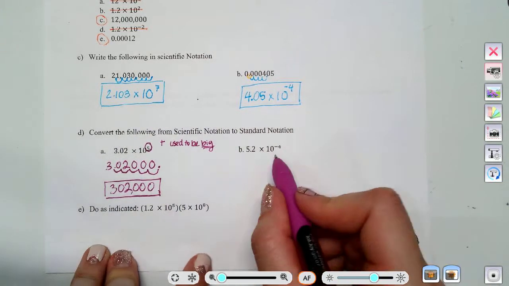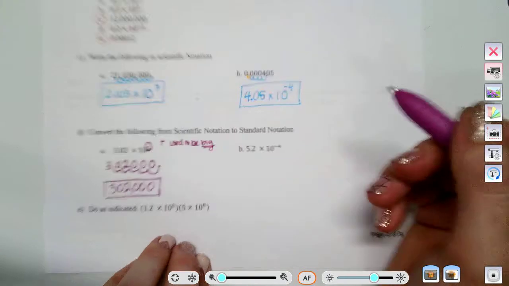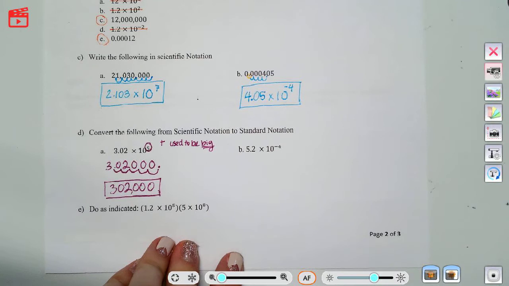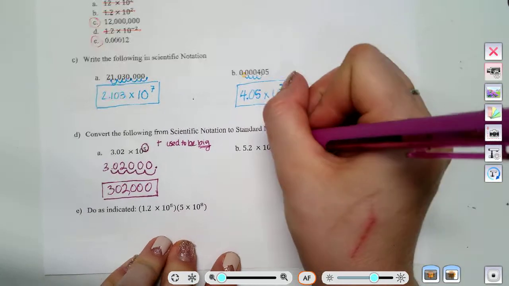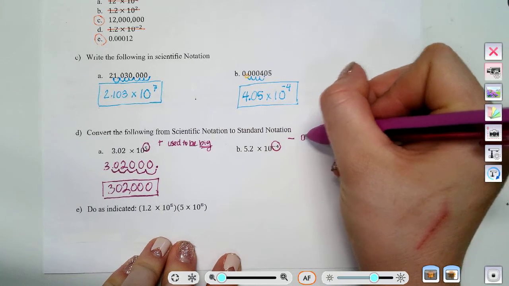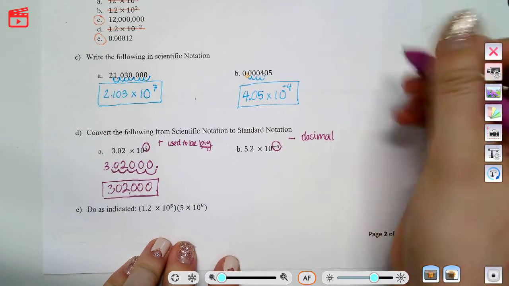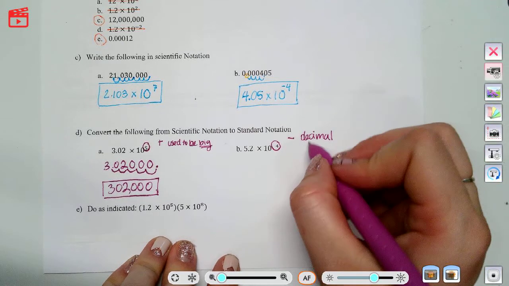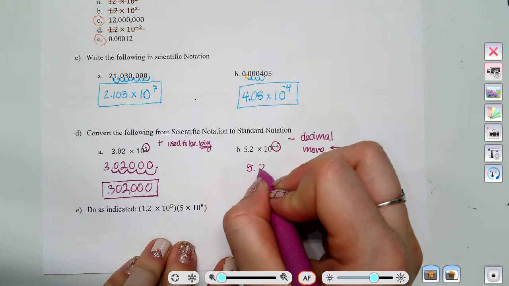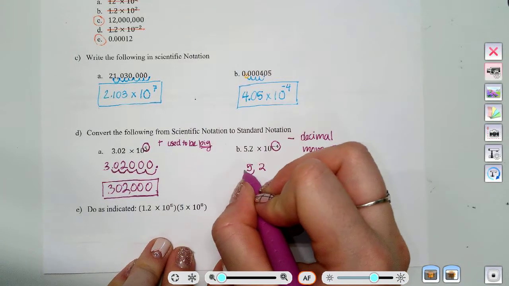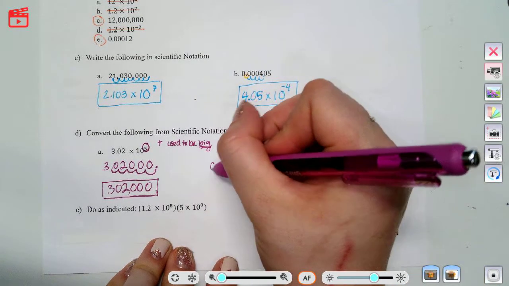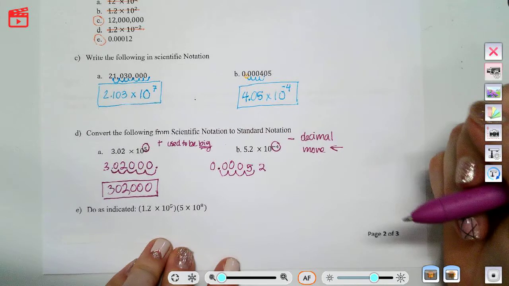Okay, so take a moment and try to see if you can solve that one by yourself. All right, let's see. As usual, we start with the exponent to figure out which way to move. That is a -4. So since it's a negative, we know it's a decimal or a small number, which means we're going to move to the left. Okay, so here we go, 5.2. We're going to move to the left 4 times. 1, 2, 3, 4. Put in that point. Fill in the zeros. 1, 2, 3, 4.